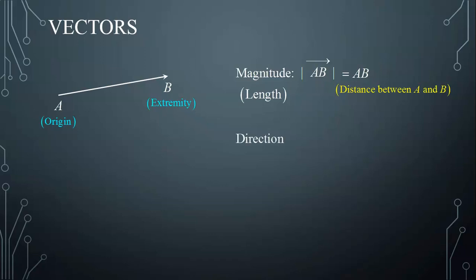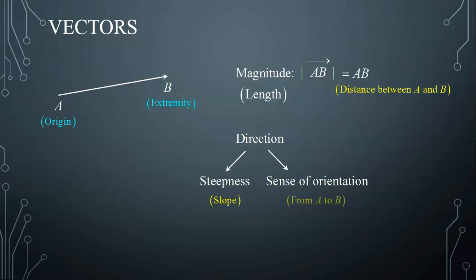Vector AB is also characterized by its direction, which consists of the steepness or the slope of the segment, and the sense of orientation, which in this case is from A to B.